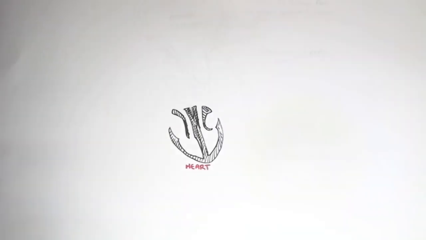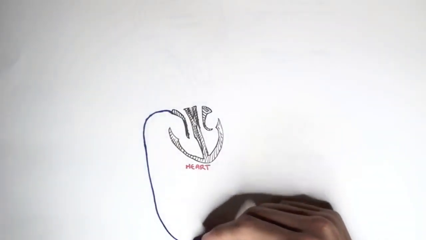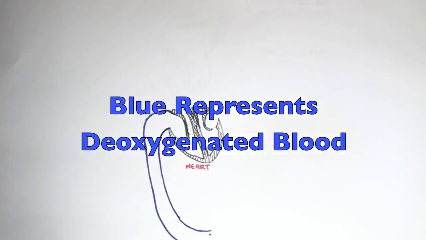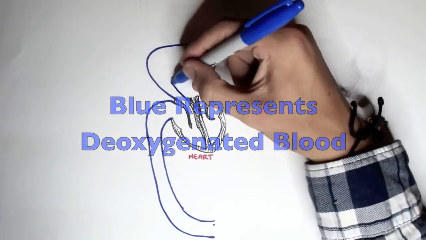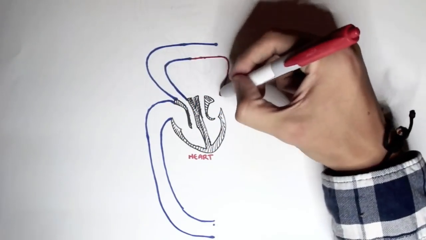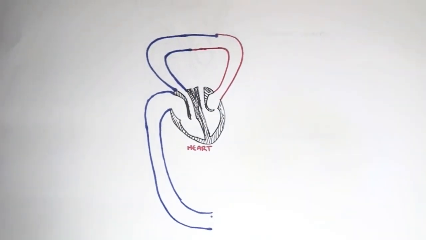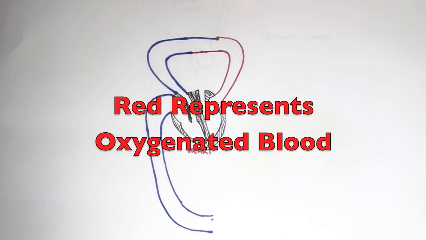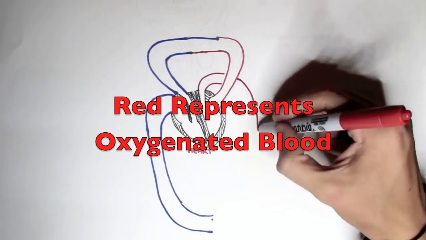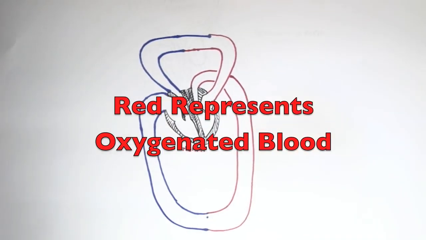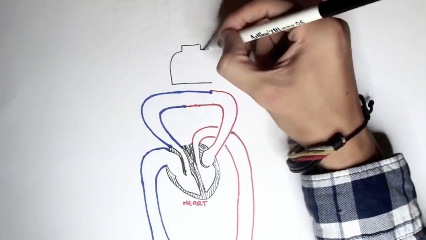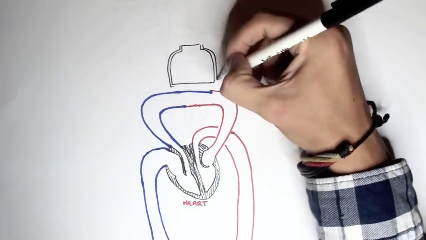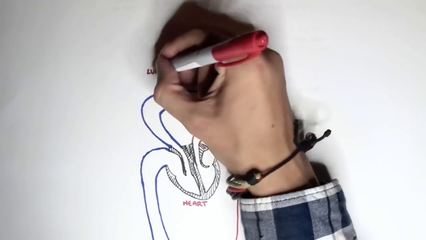Blood vessels enter and leave the heart. The blood vessel in blue here represents deoxygenated blood, which means that it contains low amounts of oxygen. Typically, it contains much higher levels of carbon dioxide. This blood vessel in red represents oxygenated blood, which means that it contains oxygen. Now, this oxygenated blood supply gets the oxygen from the lungs. In this picture here, I represent the lungs.